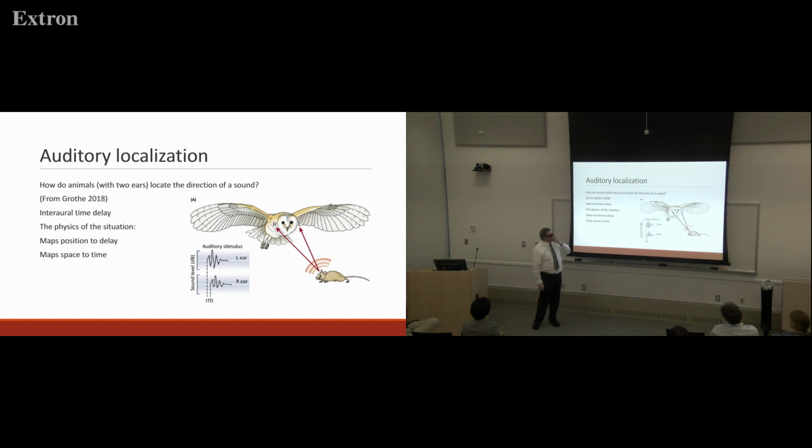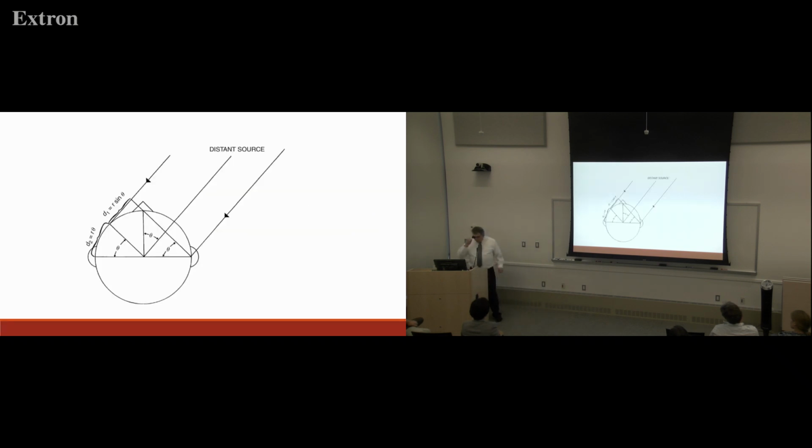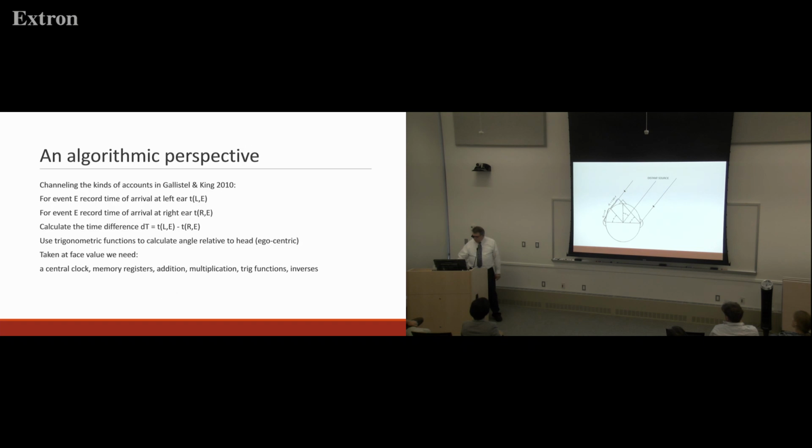So the physics of the situation in this case, the physics maps the position of the sound to the delay at the ears. That's just part of physics. And then that is mapping essentially position in space to time inside the brain. So you're going to have to undo that. You're going to have a difference in time in the brain and back infer what that time difference meant in terms of a position. So there's the geometry of the situation.